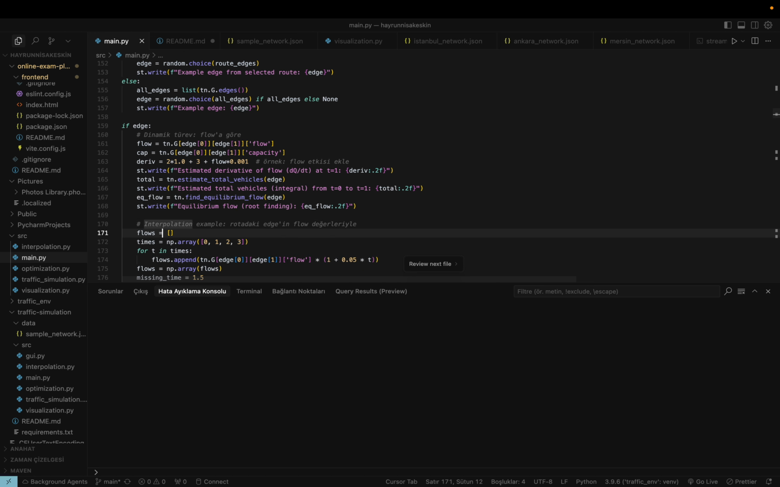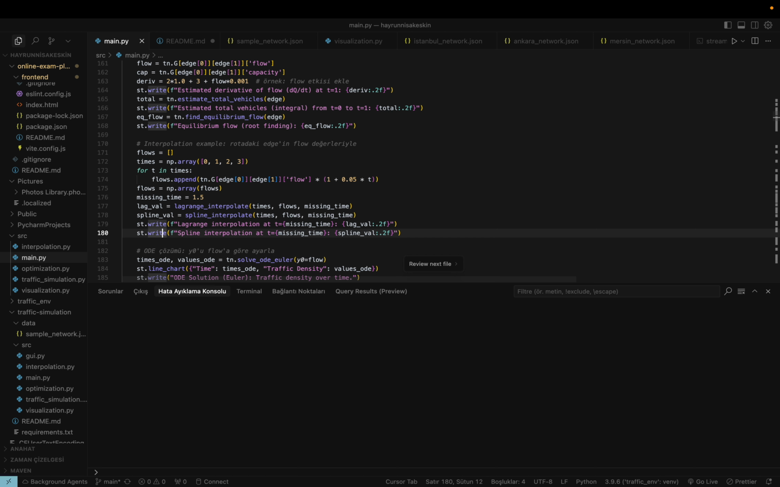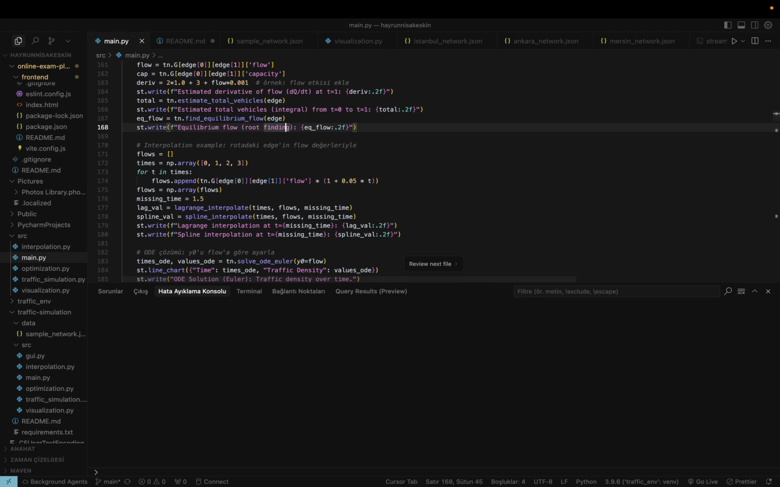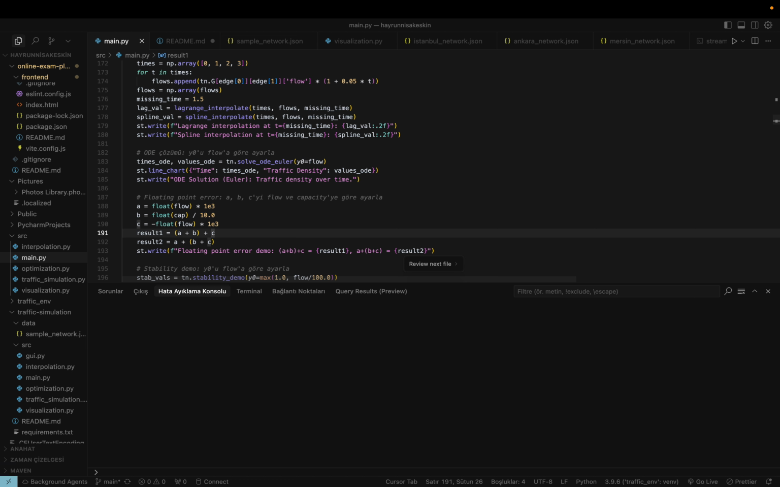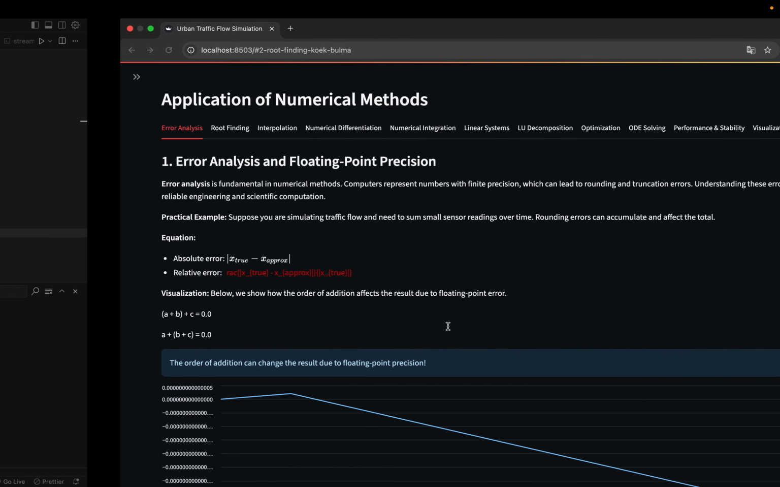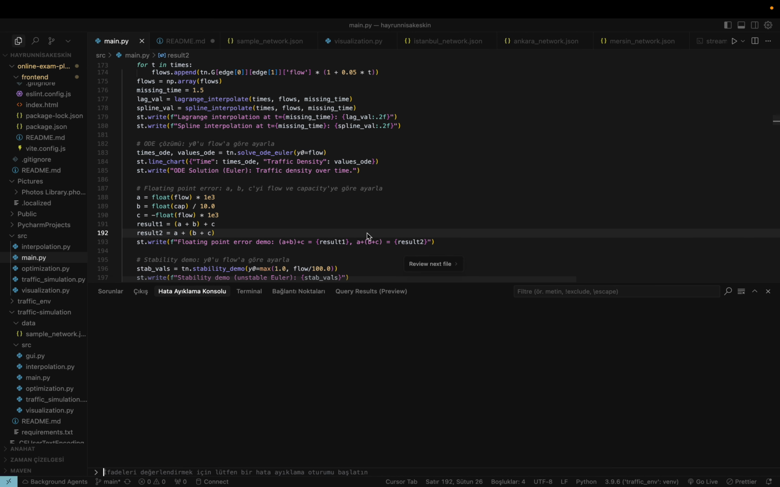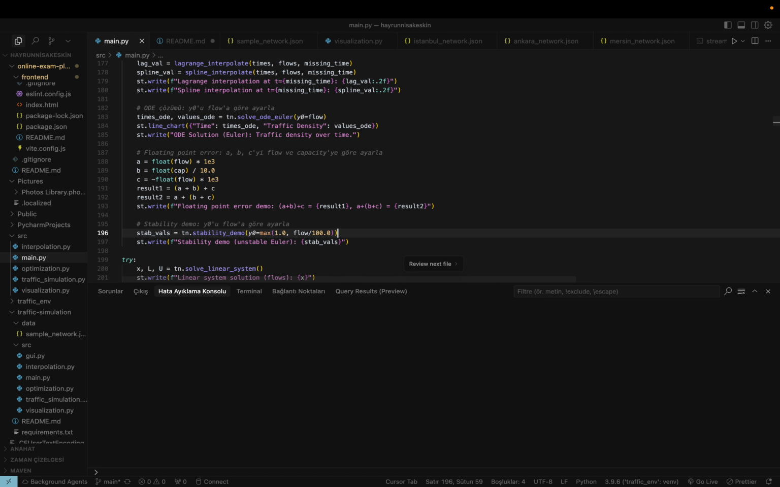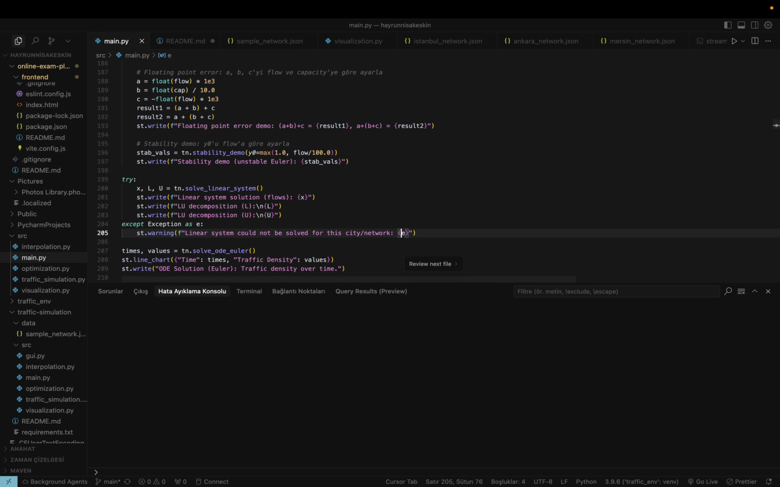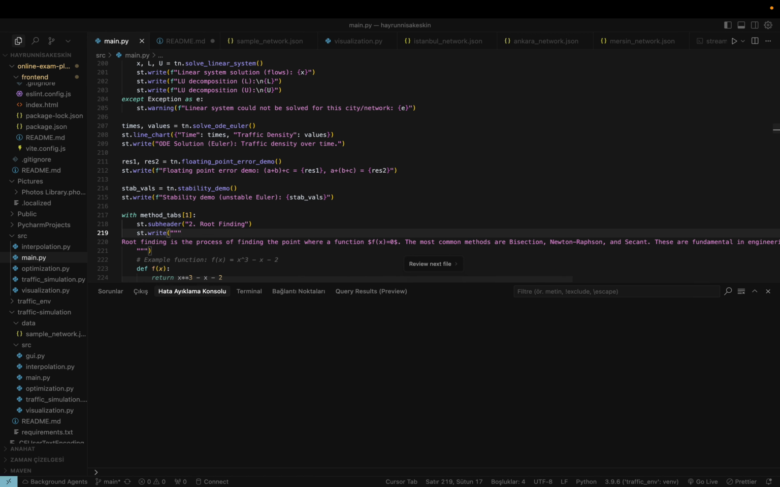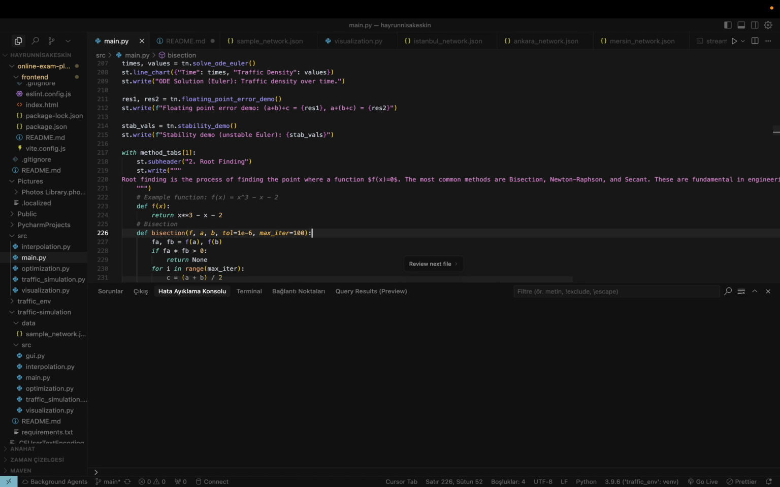Dynamic flow, and estimate total vehicles and equilibrium flow, routing, and flows. And route finding, interpolation, ODE, floating point error, flow, stability, stability for flow, and try an example function for bisection.